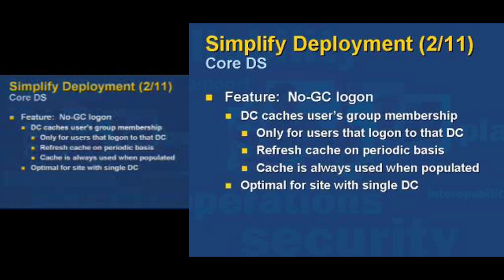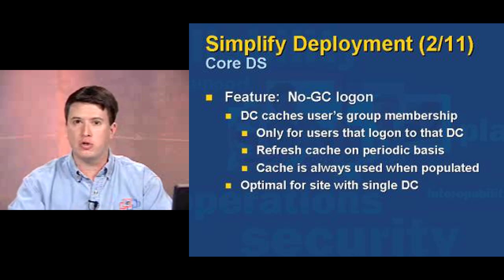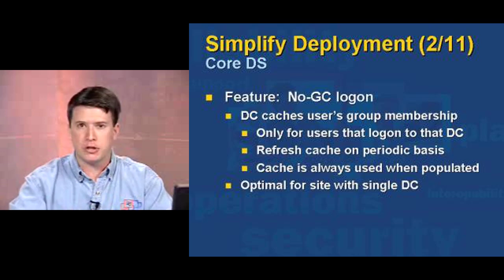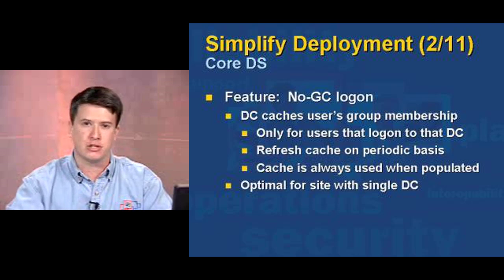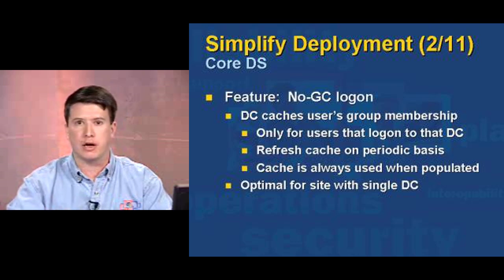No GC Logon is a system whereby when a domain controller detects that it's in a site with no global catalog, it goes into a No GC Logon mode. Basically, when a user logs on to a DC that's in No GC Logon mode, it looks up the user's group membership and then caches that group membership. On a subsequent logon, the domain controller will simply refer to the cache instead of looking up the user's group membership again in the global catalog.